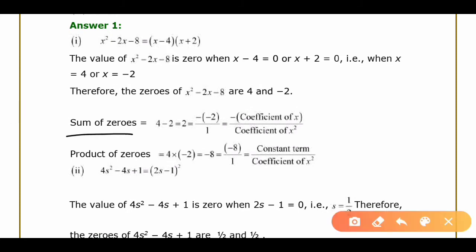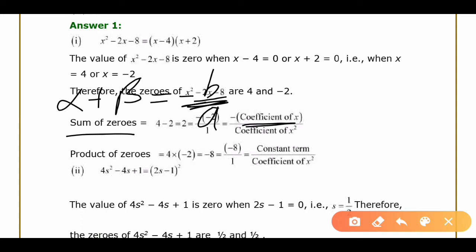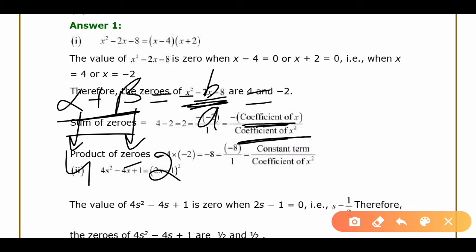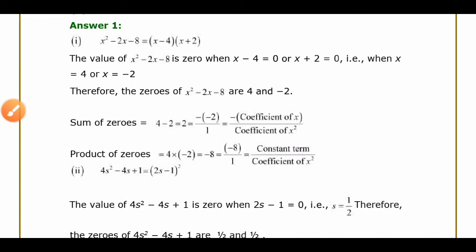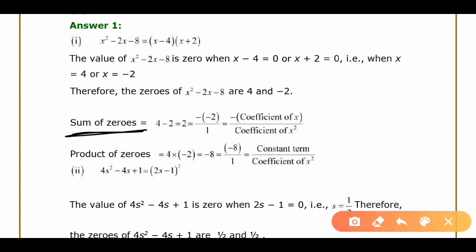Now the sum of the zeros is denoted by alpha plus beta, and that is equal to minus b upon a, which is minus of coefficient of x upon coefficient of x square. So alpha plus beta: we have solutions alpha is 4 and beta is minus 2. So we'll get the sum of these quantities, 4 plus minus 2, which is 2. In our equation we'll check whether the sum of the zeros is 2 or not. This one is 2, you can see here.